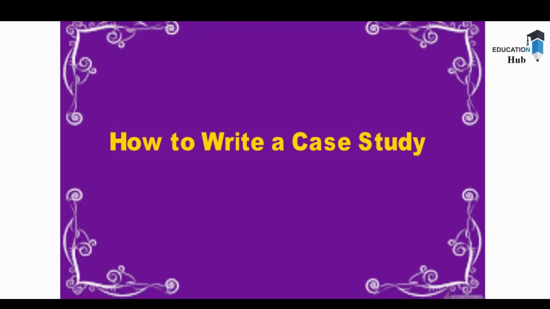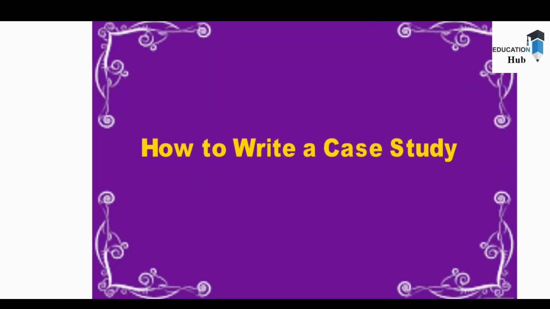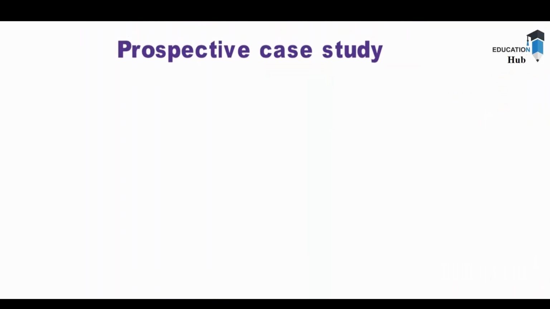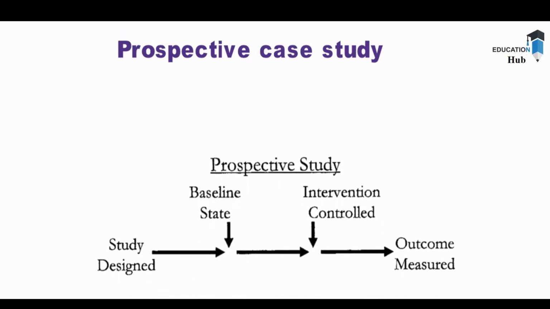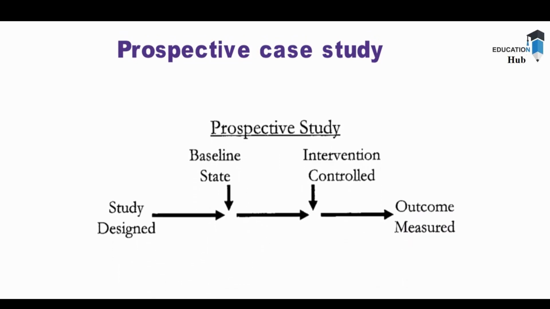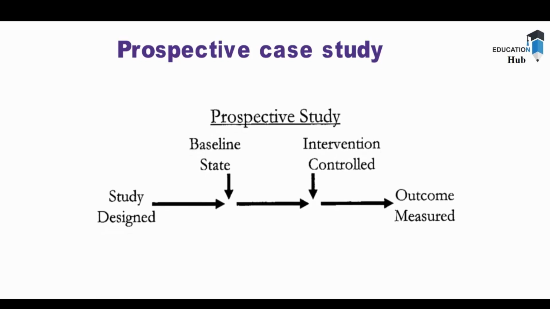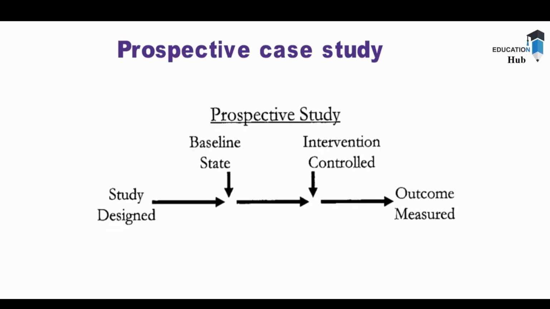Now going to our main topic. How to write a case study. There are also different methods that can be used to conduct a case study, including prospective and retrospective case study methods. Prospective case study methods are those in which an individual or group of people is observed in order to determine outcomes. For example, a group of individuals might be watched over an extended period of time to observe the progression of a particular disease.